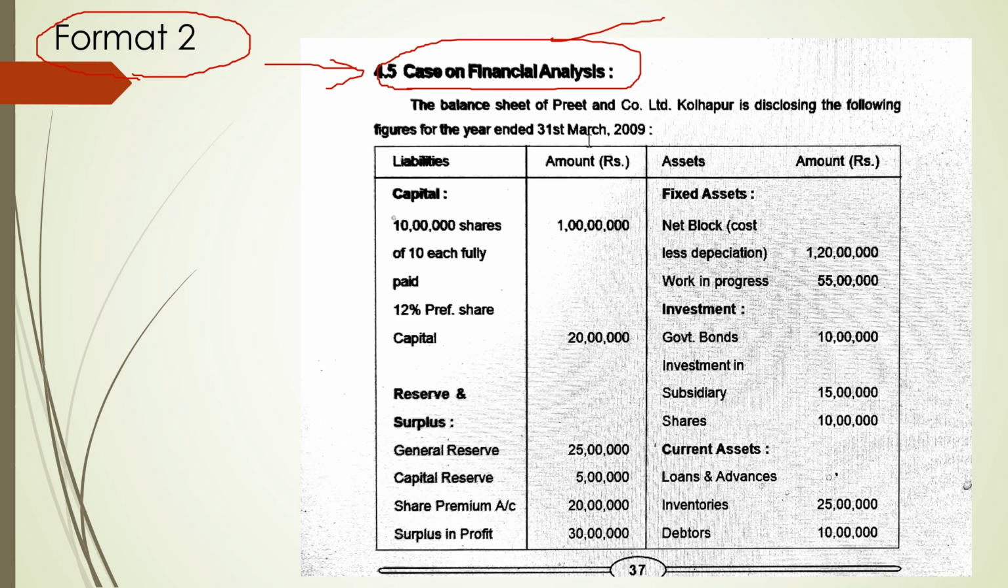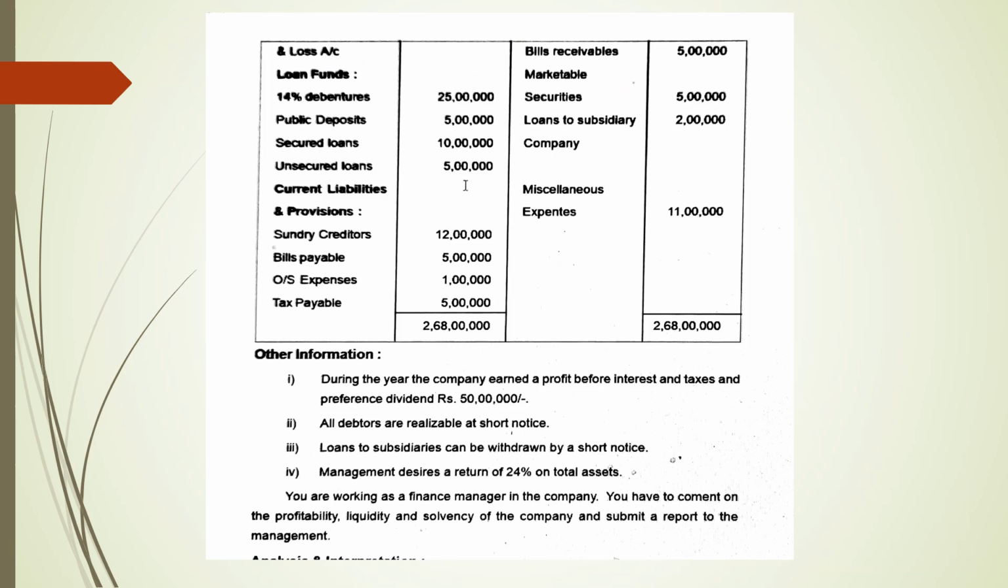We'll go to the next slide. Other information is given here, and liabilities and assets are there. So you can write in the summary that this case study is on financial analysis, a balance sheet is given, assets and liabilities are mentioned, and other related information is also mentioned. In the facts and figures, you can write the other information they have highlighted, and after that you have to read the question.